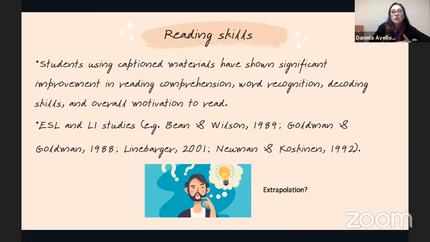Research has also shown that L1 and L2 subtitles promote the development of reading skills. Students using captioned materials have shown significant improvement in reading comprehension, word recognition, decoding skills, and overall motivation to read. However, most studies have been conducted in ESL and L1 contexts. So this is why further research is required, and this is one of my main variables.